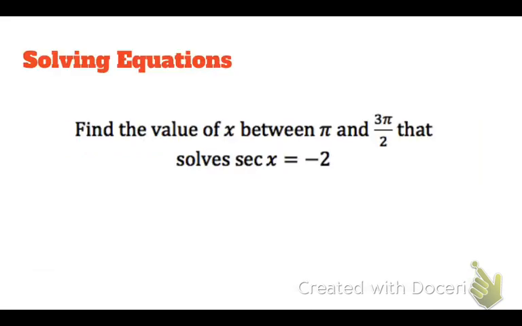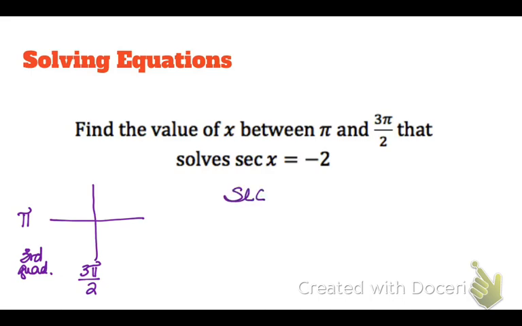So the last example that we're going to look at today is to find the value of x between pi and 3 pi over 2 that solves the secant of x is equal to -2. So just to make sure that we're remembering all of our unit circle values, this would be pi and 3 pi over 2. So we know we're working somewhere in the third quadrant to find an answer. So secant of x is equal to -2.